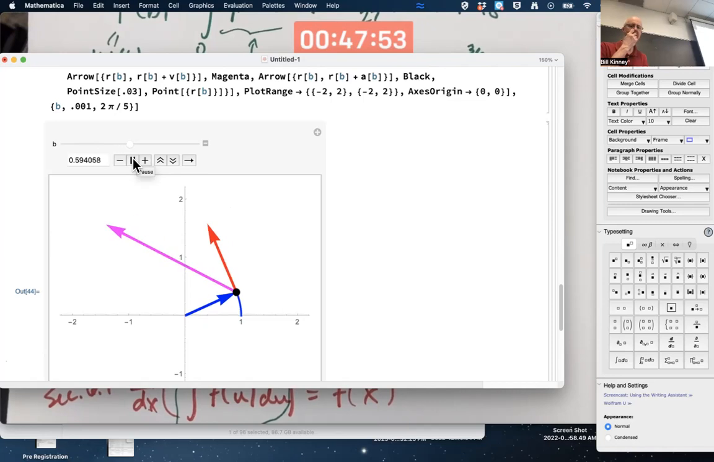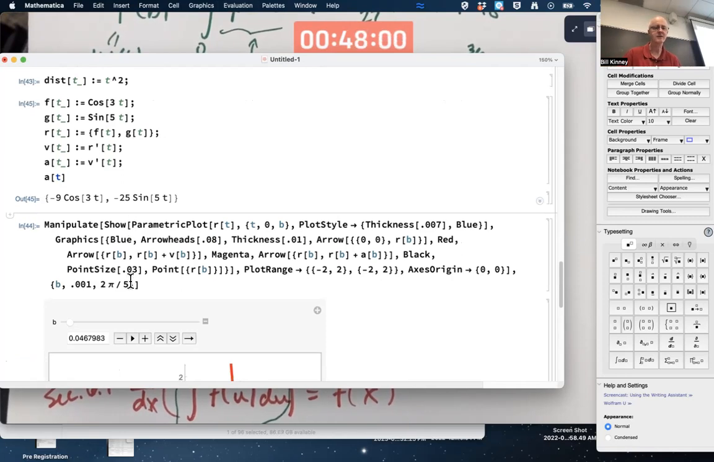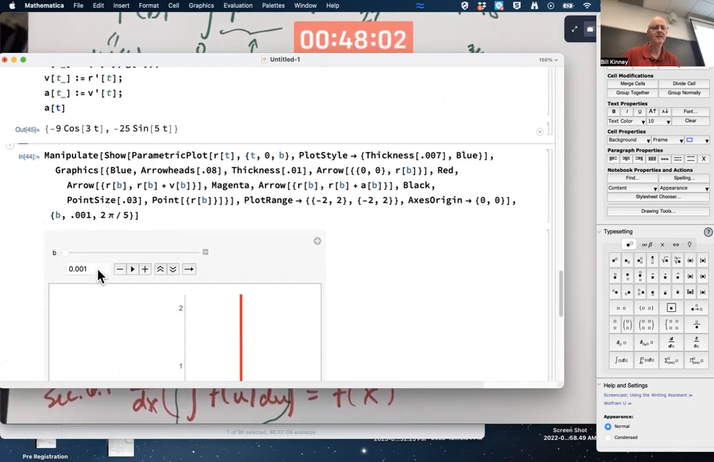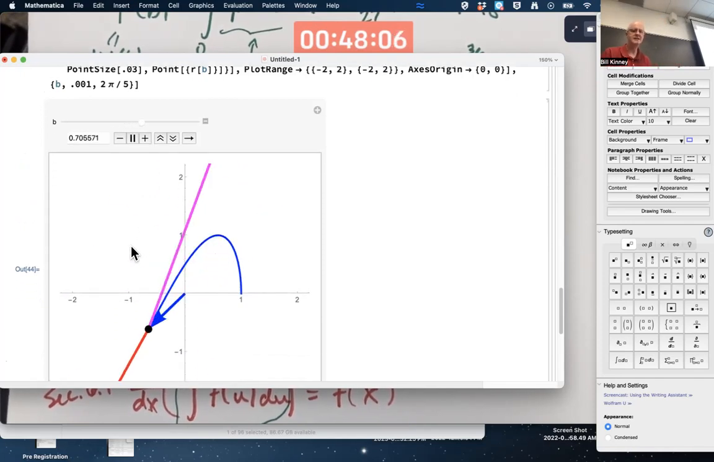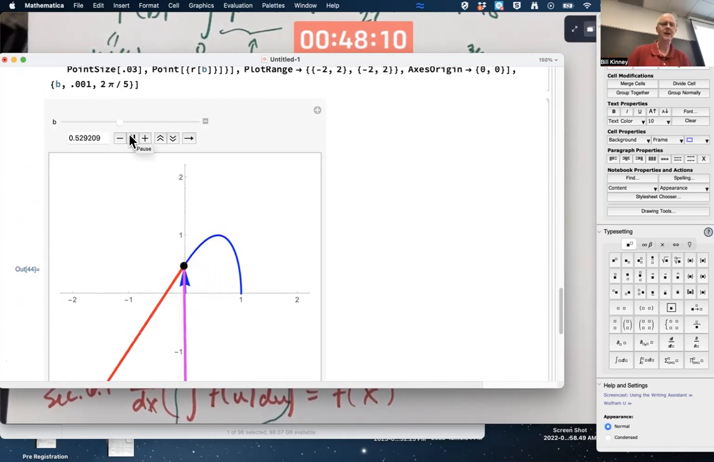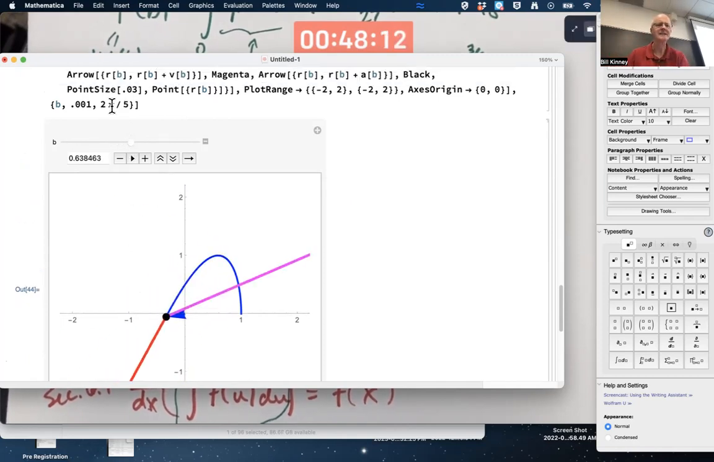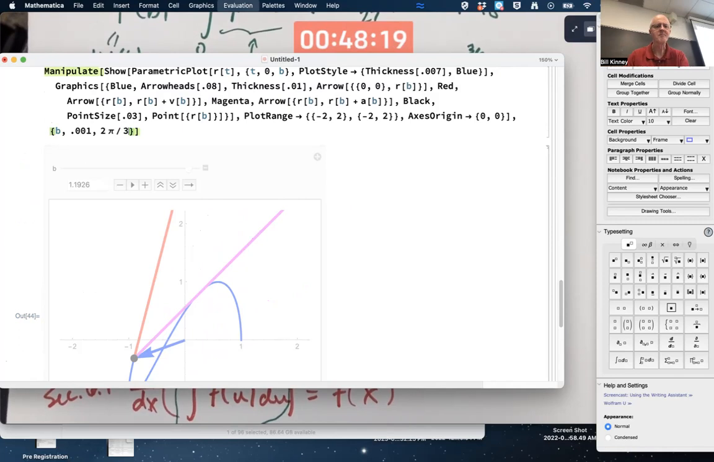It is what's called, oh, that looks like circular motion. Did I not enter that? I didn't enter this. Okay, there we go. Now it's better. It's non-circular motion. I want to go past 2 pi over 5. Why is it not going far enough? Try 2 pi over 3.